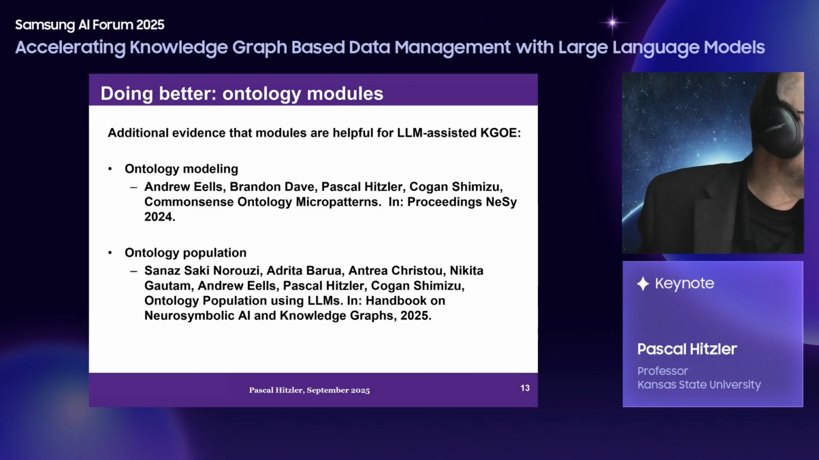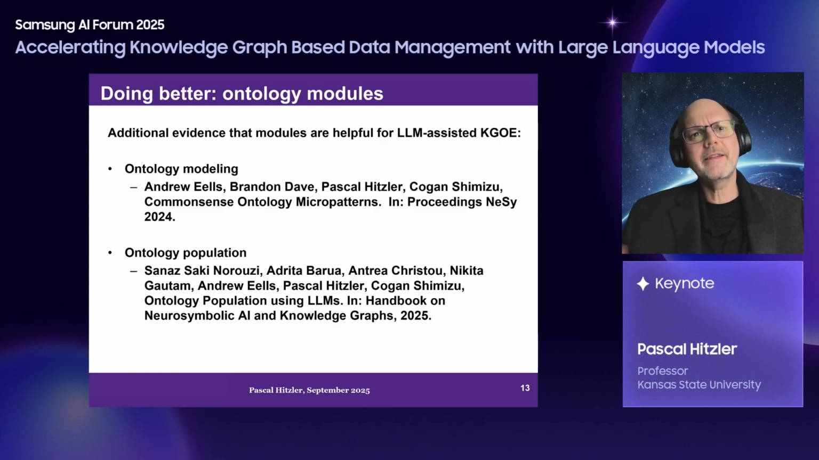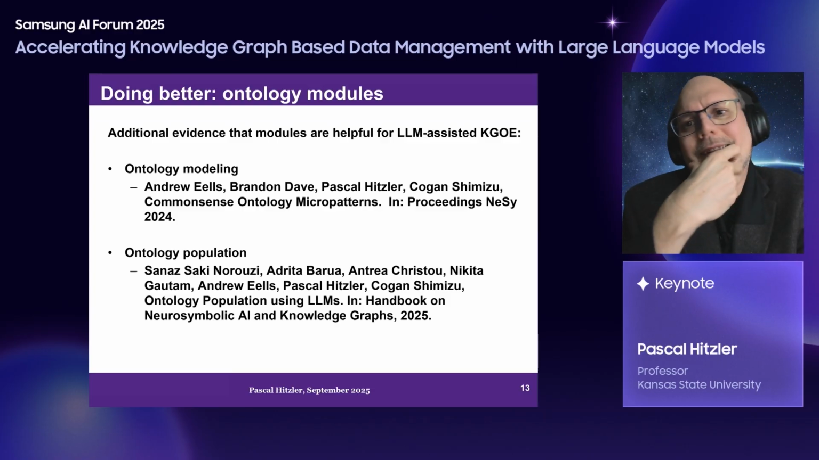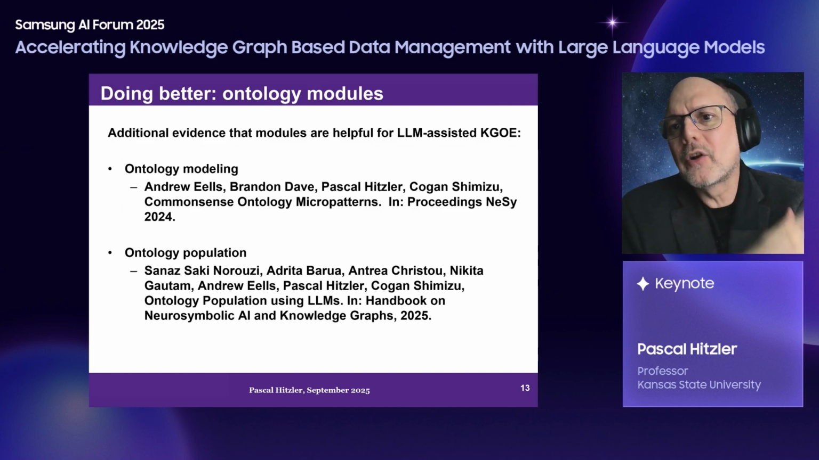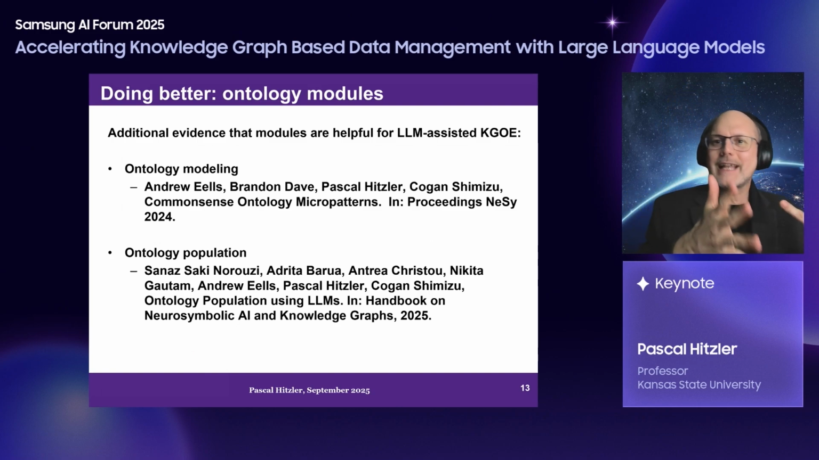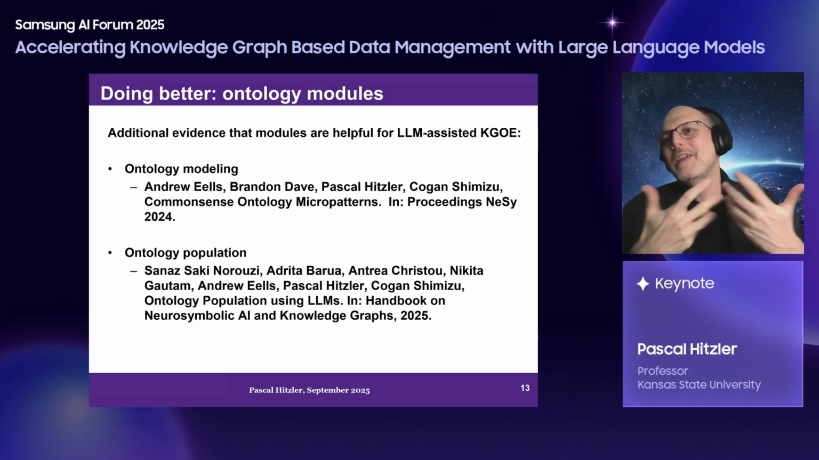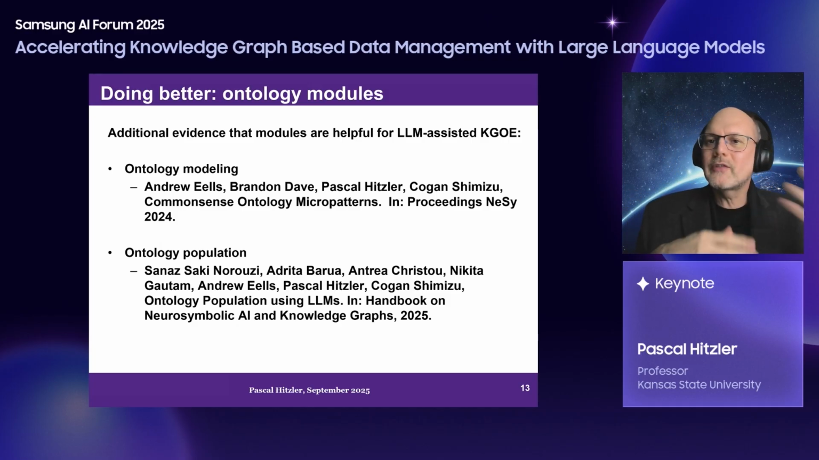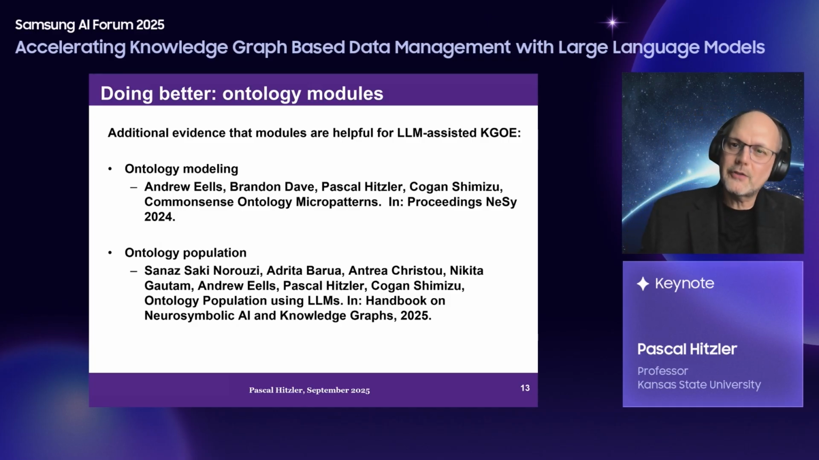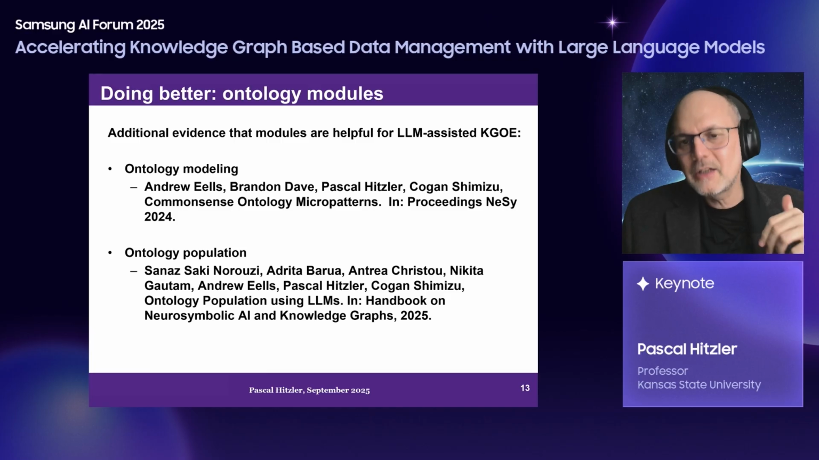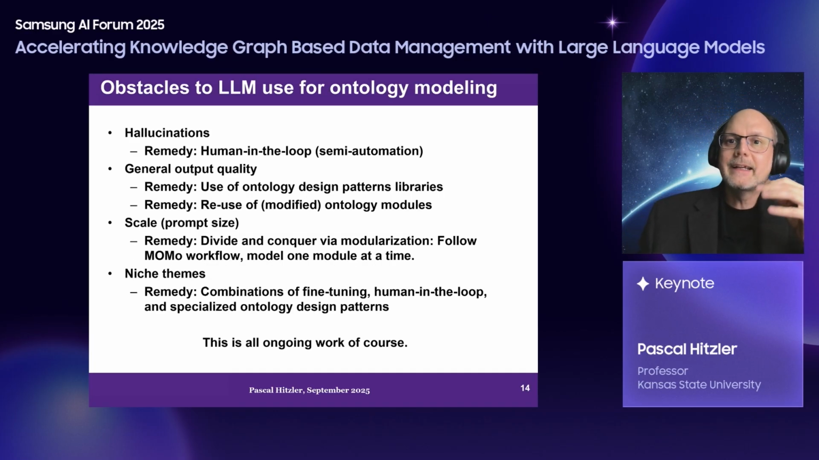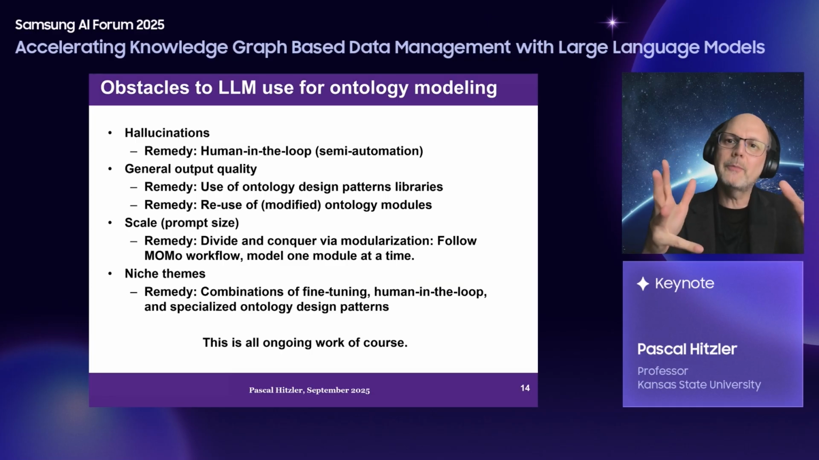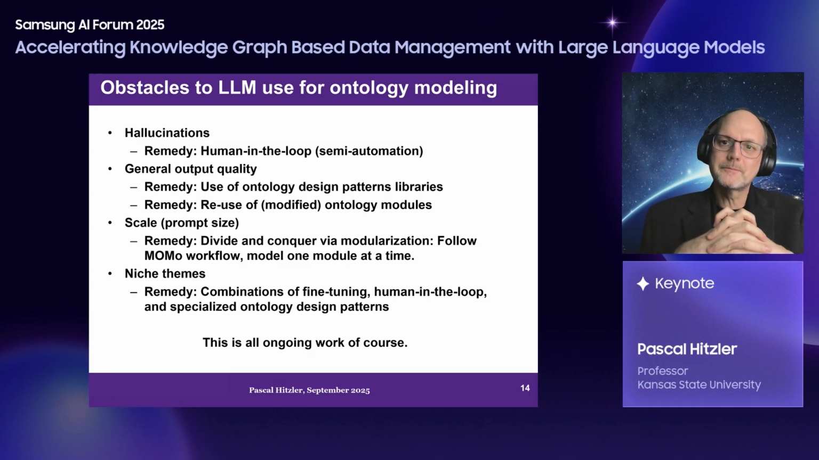All right, so I think I have 4 minutes. So there's additional evidence that modules are helpful for LLM-assisted knowledge graph and ontology engineering. I just talked about ontology alignment because for me, it was the most striking example. We also looked at ontology modeling. We looked at ontology population. We also had initial indications that modules are really helpful there as well. They essentially help you to chop down the problem, to do the divide and conquer.